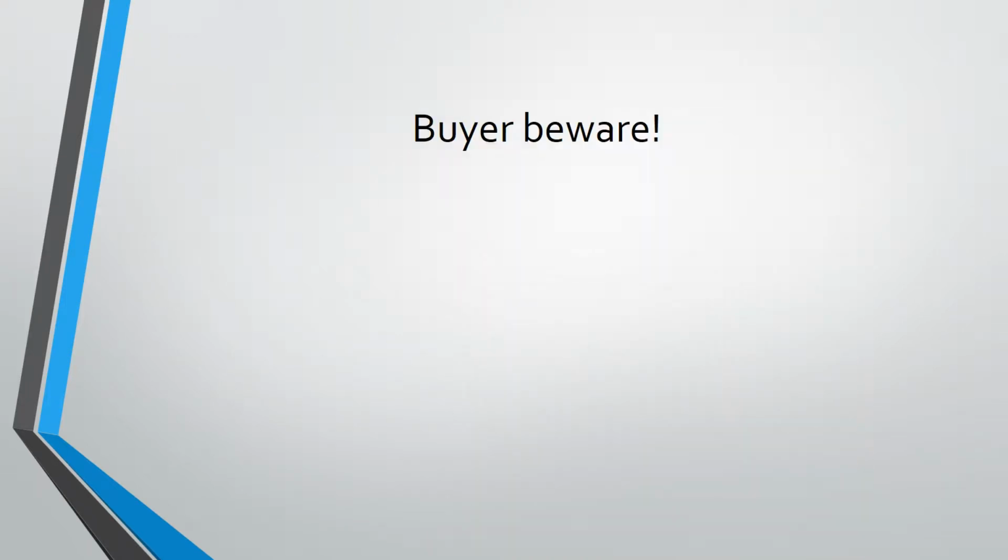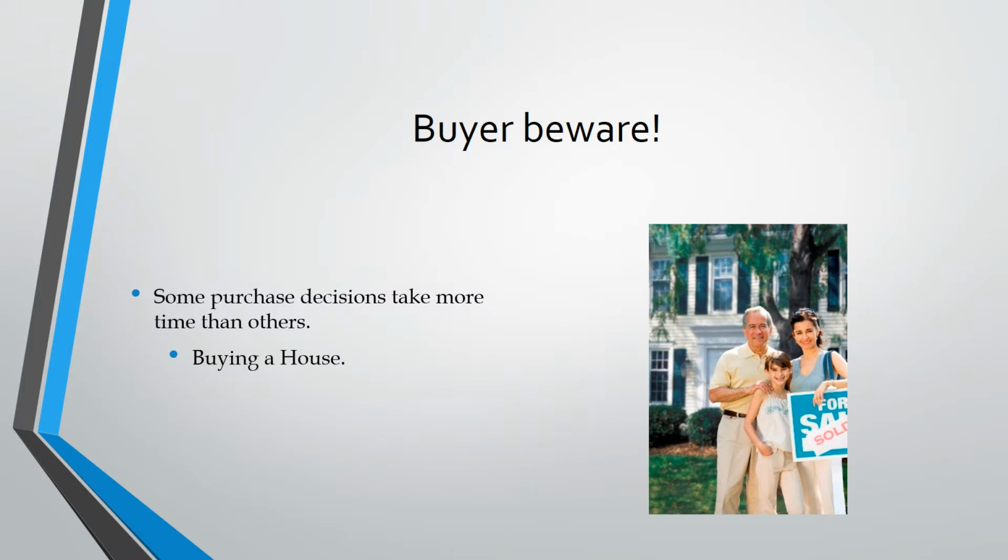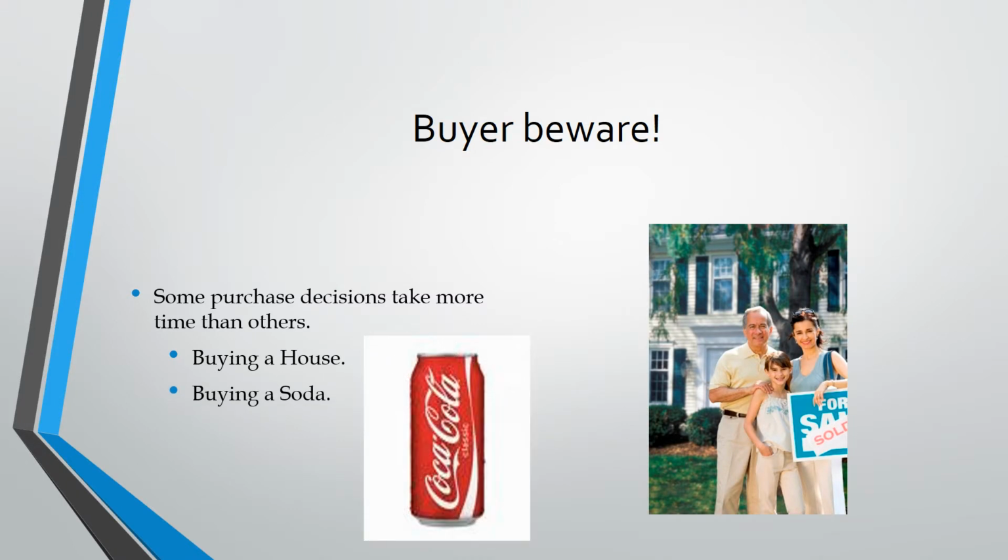Okay. Now, before I do, be aware. Some purchase decisions take more time than others. Some don't happen quickly. Buying a house can take weeks, months, or longer, versus going to the vending machine and buying a soda. You look, you see the one you want, and you purchase it. So be aware that when we talk about the consumer decision making model, solving a problem, sometimes it's very quick and sometimes it's very drawn out.